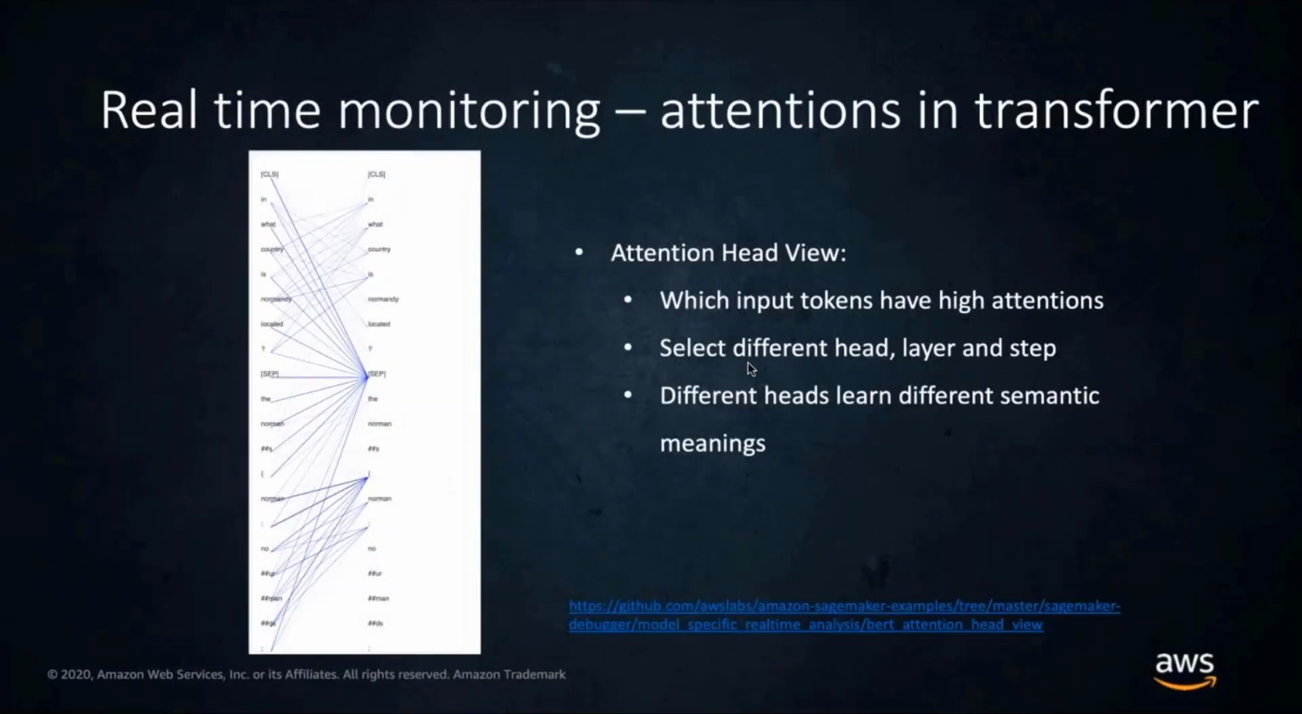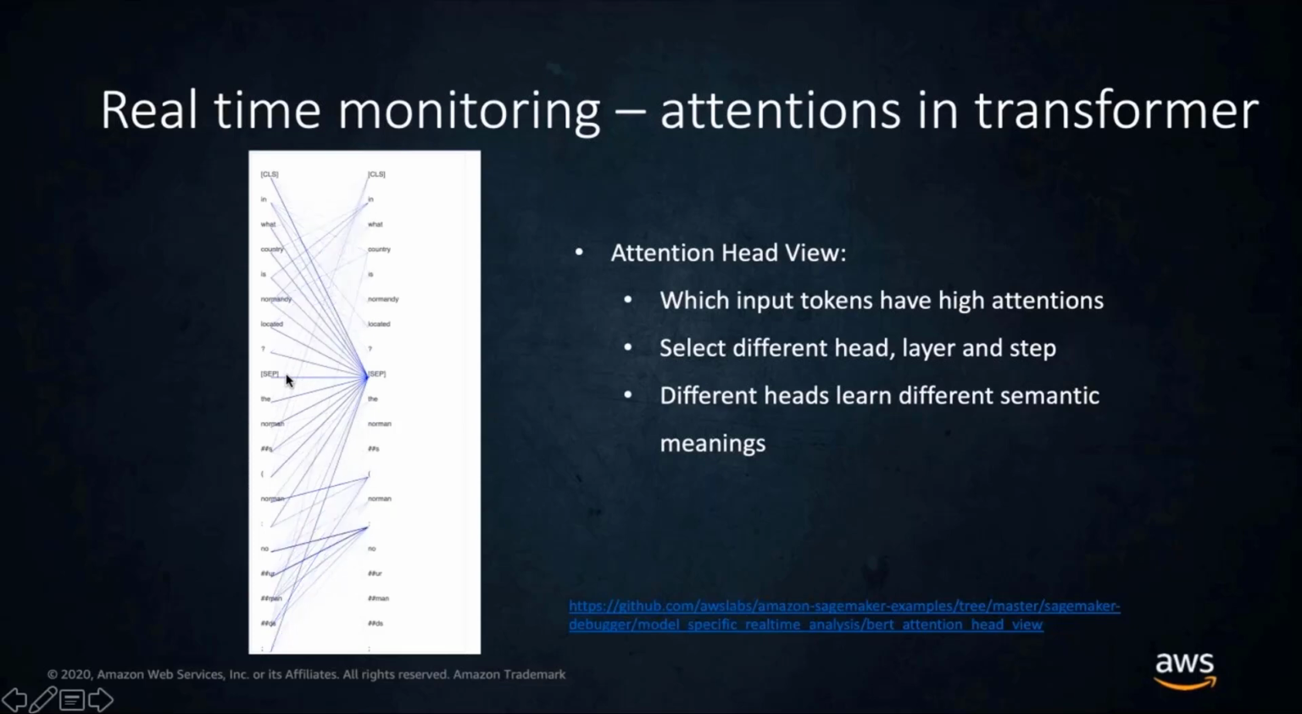If you are training a natural language processing model, if you are training a transformer model like BERT, you might be interested in the attention scores. What we see here, I trained a BERT model on a question answering dataset. So we see here the different input tokens into the model. And we can now basically select different steps, different heads and different layers of the model to see which tokens have high attention to other tokens. So the thicker the line here, the higher the attention.